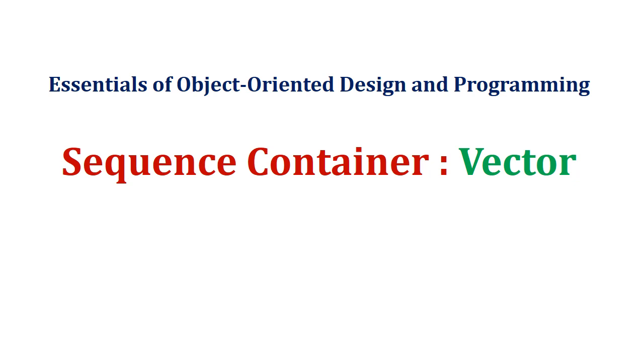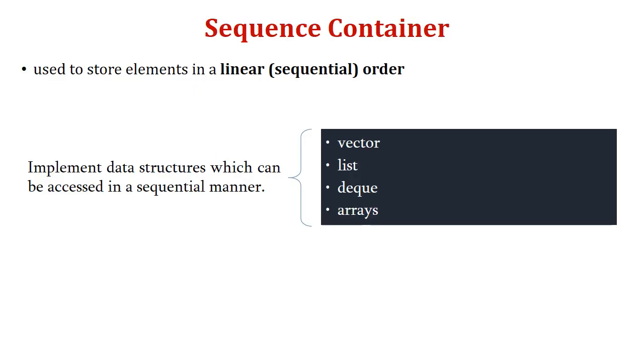In this presentation, we are going to discuss the sequential container, for example, vector. So what is a sequential container? It is the container used to store the elements in sequential order. The implementation data structure can be accessed in a sequential manner, for example, vector, list, deque, arrays. We'll discuss one by one.